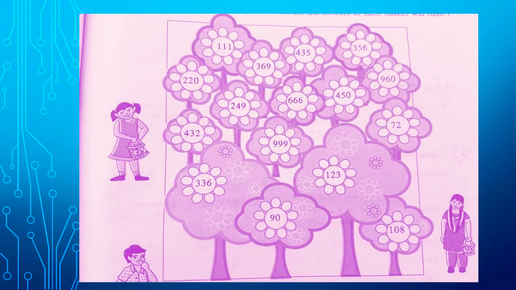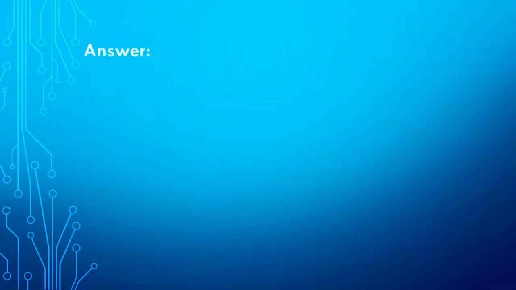Here, you can see the picture where 3 children have a basket in their hand. On the tree there are flowers which have some numbers. So you have to check for the divisibility test.